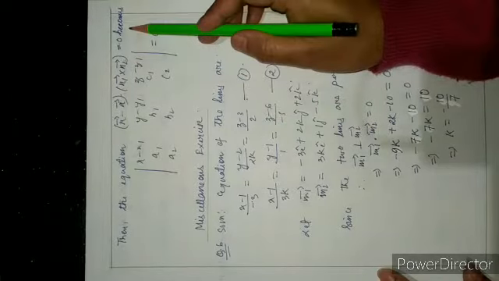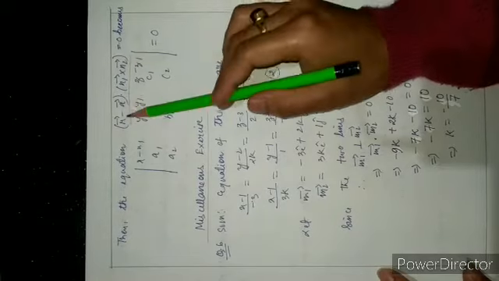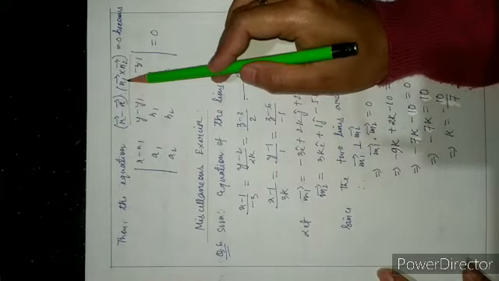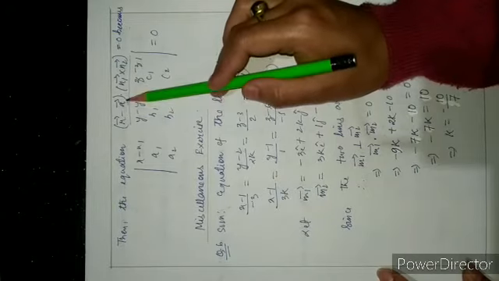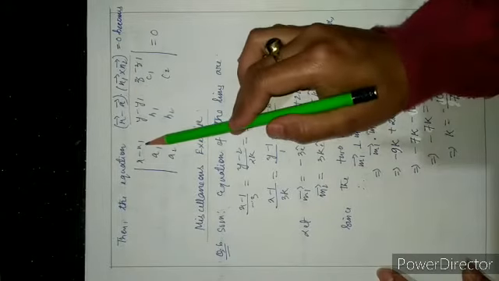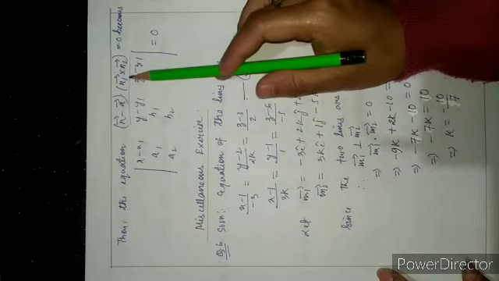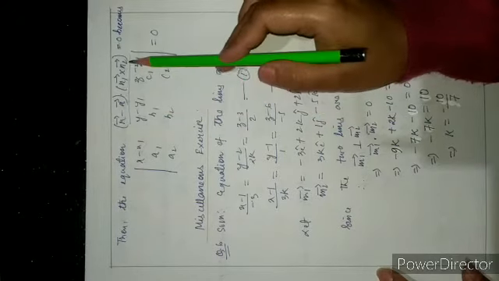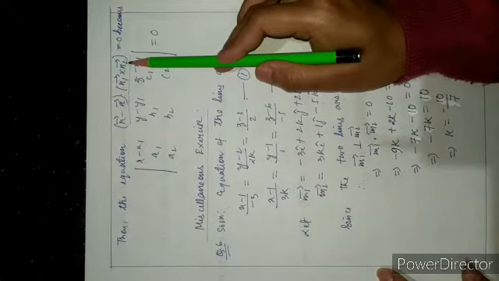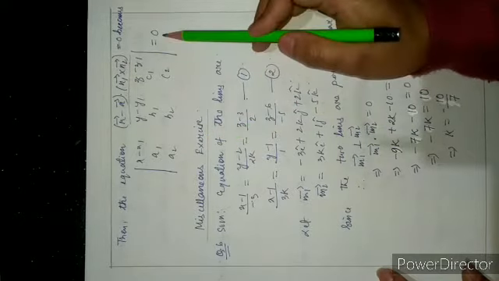Then the equation r vector minus a dot n1 vector cross n2 is equal to 0 becomes a scalar triple product. Write the components of r vector minus a: x minus x1, y minus y1, z minus z1. Then the components of n1: a1, b1, c1. Then the components of n2: a2, b2, and c2, which is equal to 0.